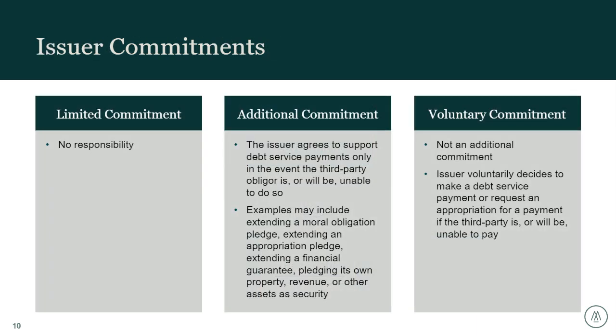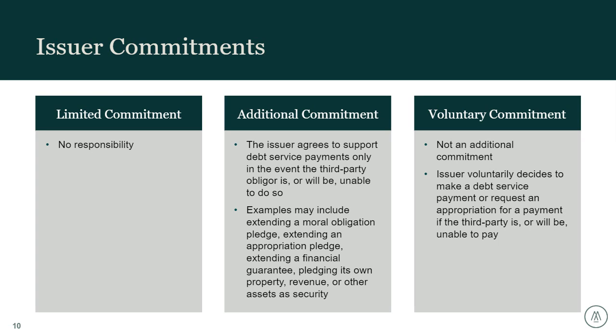So there are three types of commitments, as displayed on this slide. The first is a limited commitment. An issuer of a conduit debt obligation makes a limited commitment when they enter into that agreement to at least, at a minimum, maintain the issuer's tax-exempt status. In a limited commitment, the issuer assumes no responsibility for paying those debt service payments beyond the resources provided to the obligor, if any were provided to the obligor.